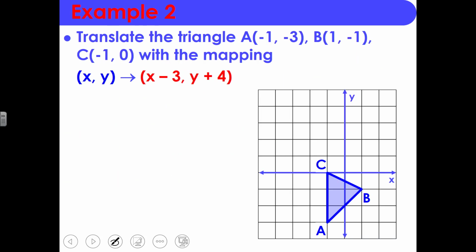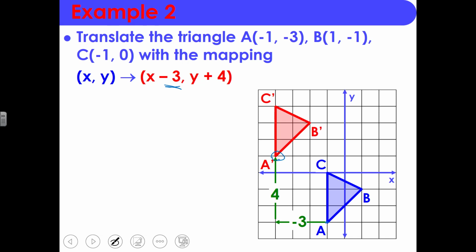Let's look at example 2. If we were to translate the triangle ABC with the following mapping notation, xy changing to x minus 3 and y plus 4, what would we get? Let's start with corner A. Corner A has to move along the x-axis, but to the left side because you have -3. And you also have to go 4 units up from there, which will give you this point here, A prime.